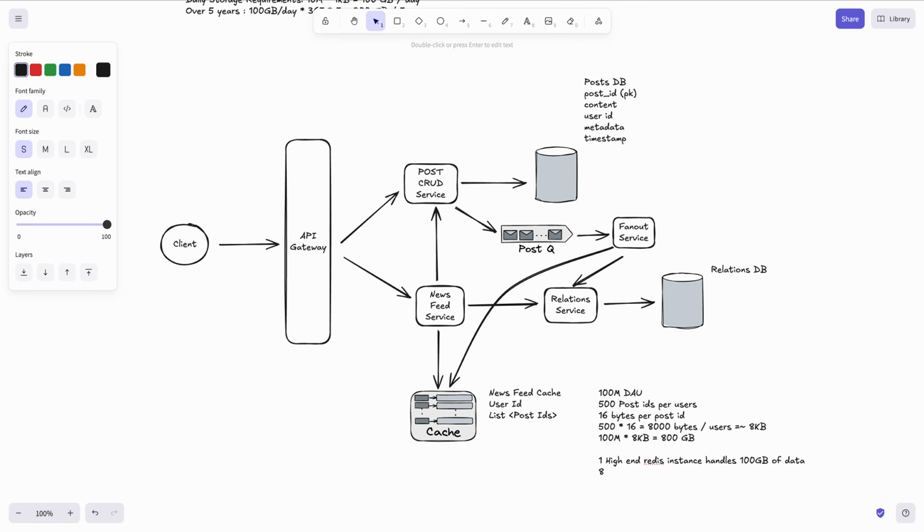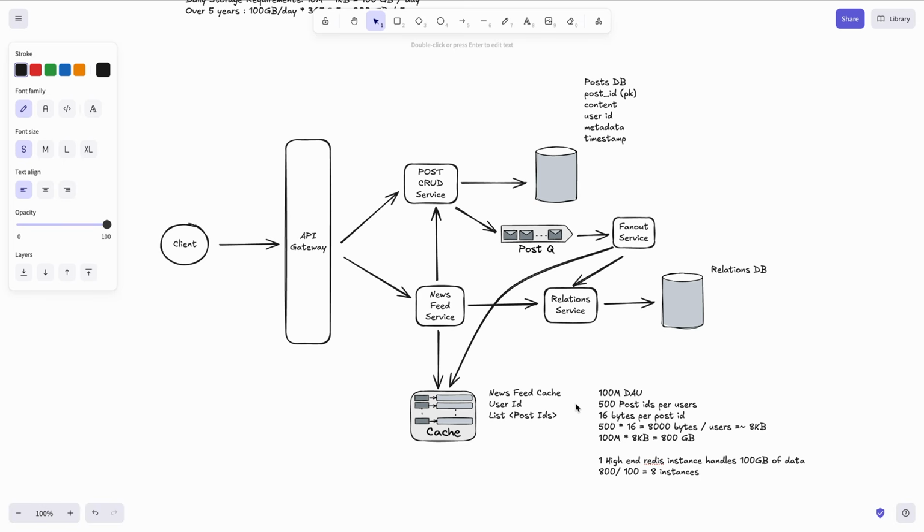We'll need around 8 instances. So we need around 8 primary Redis instances to hold our data, and of course for high availability and fault tolerance we'll have a replica for each primary. So we'll likely start with 8 instances in total, and this is a very scalable and manageable solution. So this calculation proves that our idea of a newsfeed cache is not only a good design pattern, but it is also a feasible and cost-effective solution at scale.